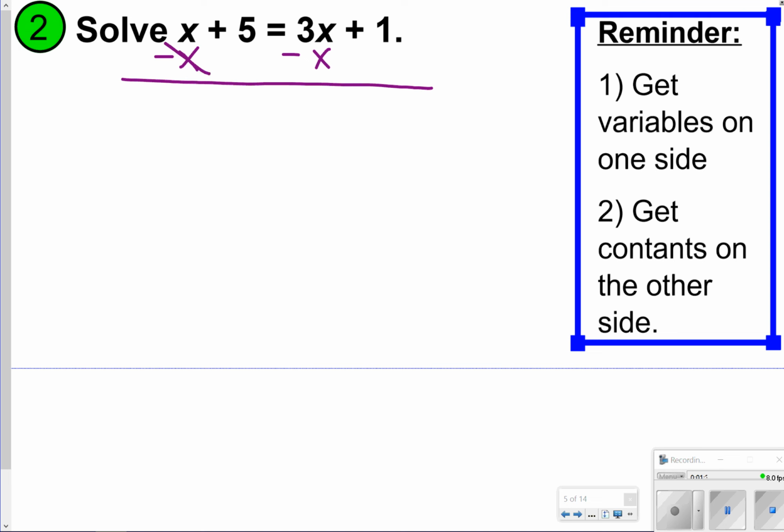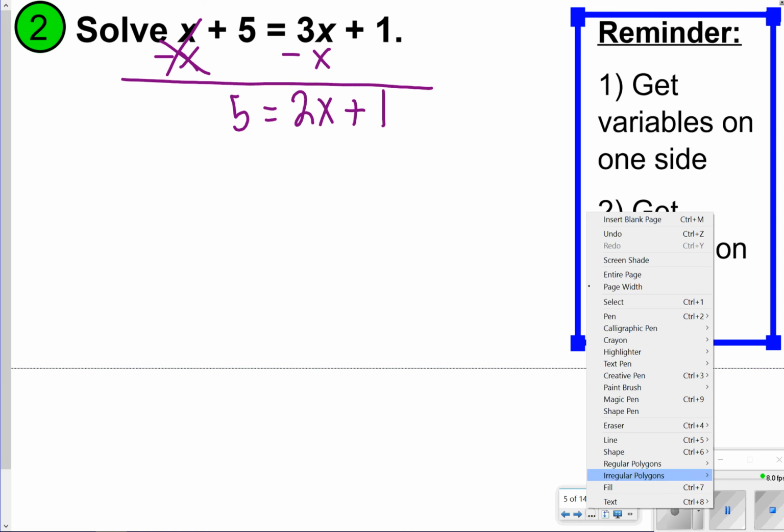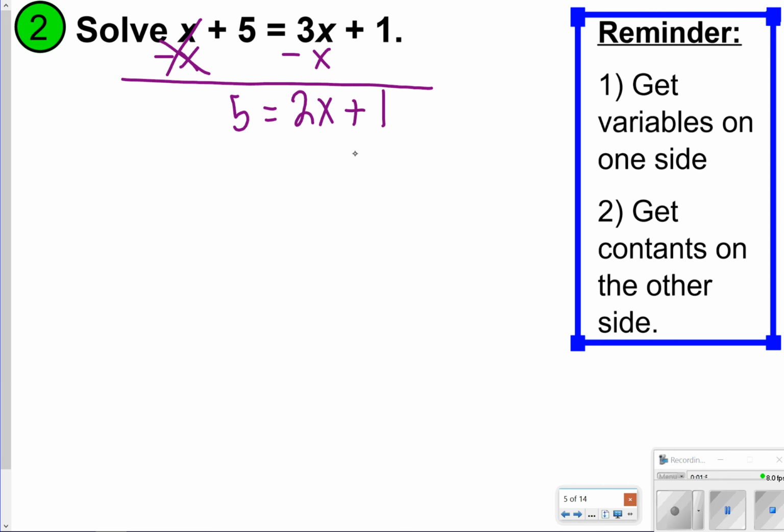Okay, these two x's will cross out, so go ahead and cross those out on your paper. So all we have left right here is 5 equals 3x minus x is 2x, and then plus 1. Notice I still have a constant on the same side as the variable, so I do need to move that one as well. And how I move that one is also with the opposite operation. So plus 1, the opposite is minus 1. Whatever I do to one side of the equation sign, I will do to the other. These two ones cancel out, so what I have left now is 4 equals 2x.